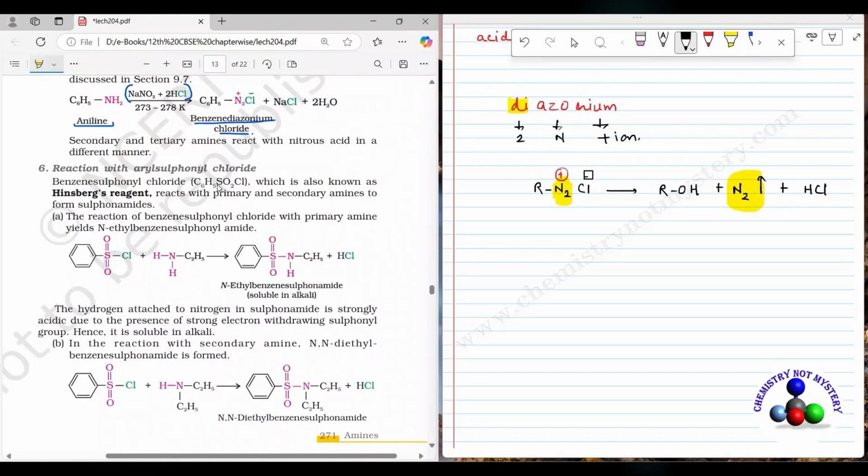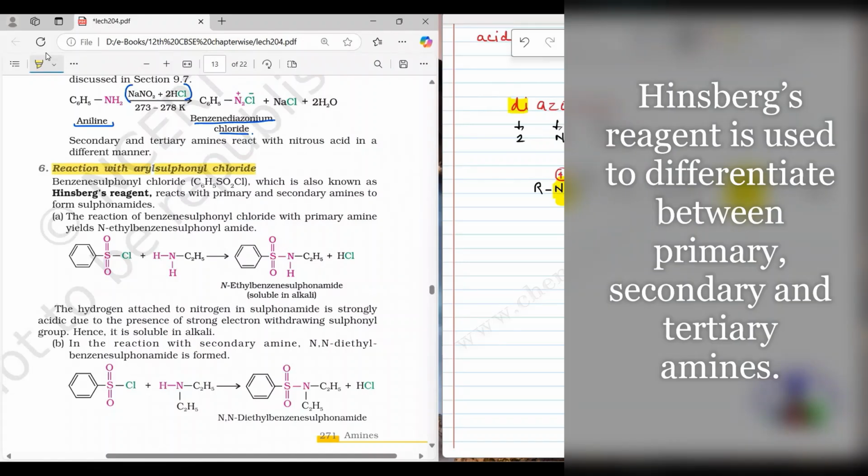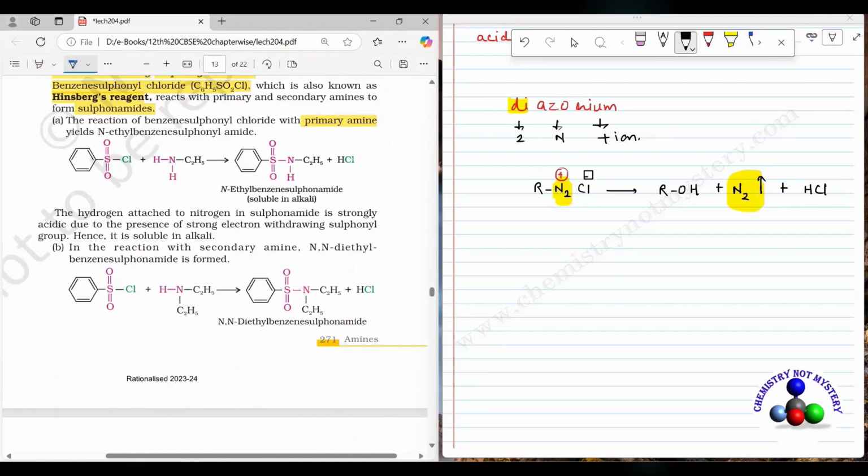Secondary and tertiary amine react with nitrous acid in a different manner, which is not discussed here. Now come to the next reaction, reaction with arylsulphonyl chloride. Benzene sulphonyl chloride, which is also known as Hinsberg reagent, reacts with primary and secondary amine to form sulfonamides. So let's see how does it react with primary amine. This is benzene sulphonyl chloride. It is also called as Hinsberg reagent when it reacts with primary amine. This amine is primary amine.